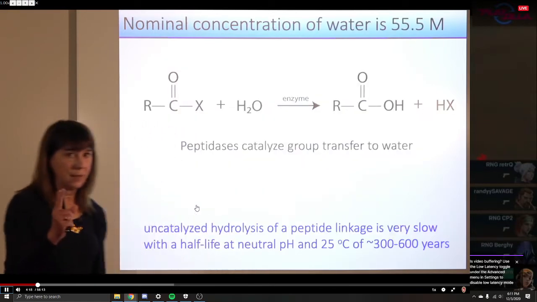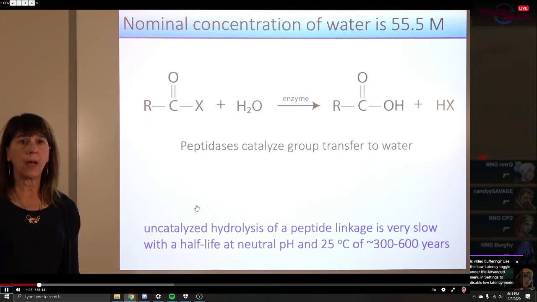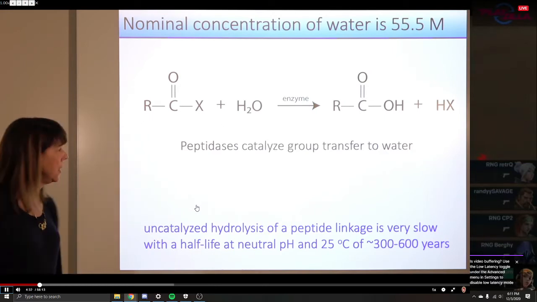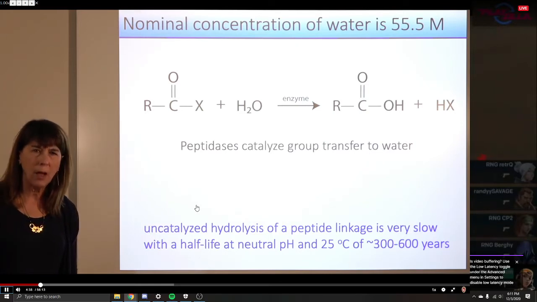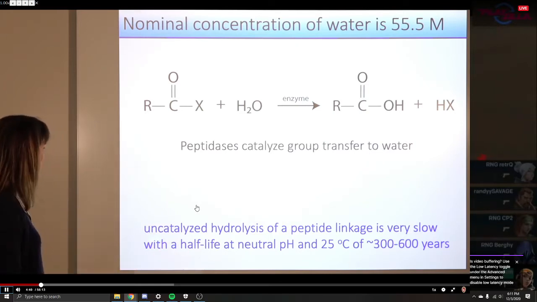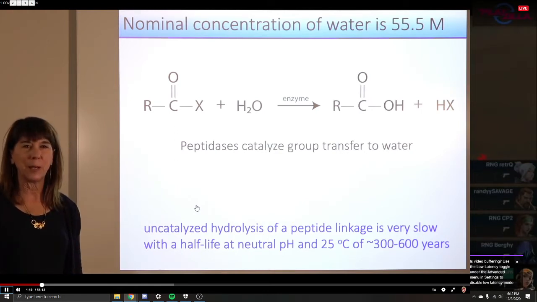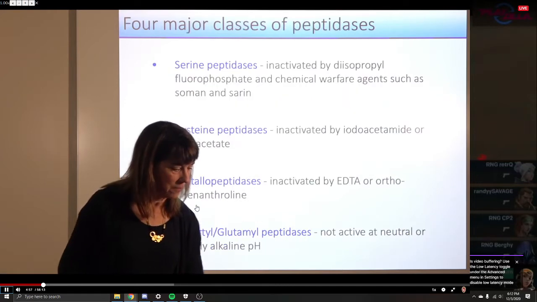But what all proteases do is they catalyze group transfer to water. Now, when you think about it, the concentration of water is 55.5 molar. There's a lot of water around. But this breaking of the peptide bond is actually very, very slow. It's a strong bond. And without these enzymes, the uncatalyzed hydrolysis of a peptide linkage, the half-life at neutral pH at 25 degrees Celsius, is 300 to 600 years. So that's why these things are so important. You can't digest proteins without them.